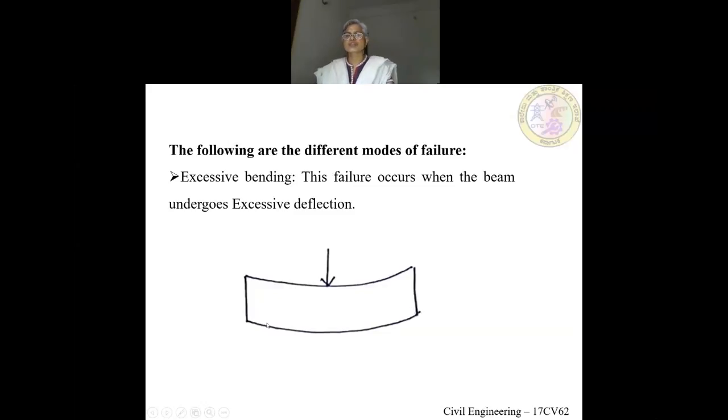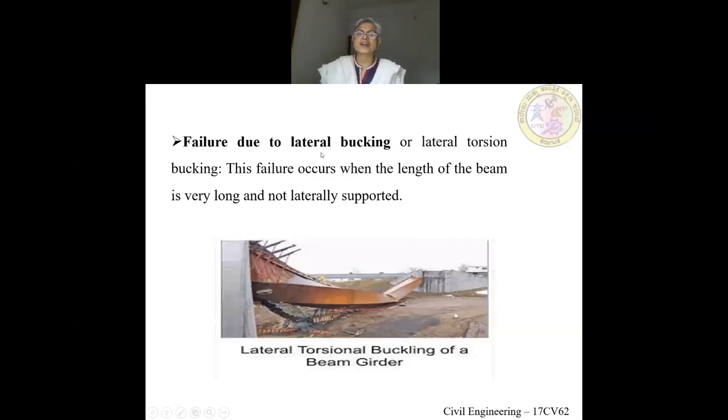And the second mode of failure is due to lateral buckling, also called lateral torsional buckling, which we discussed. You can see this is a beam having a long span. This is a beam girder. It is twisted, and there is also a vertical deflection and lateral movement. So this is failure due to lateral buckling or lateral torsional buckling.